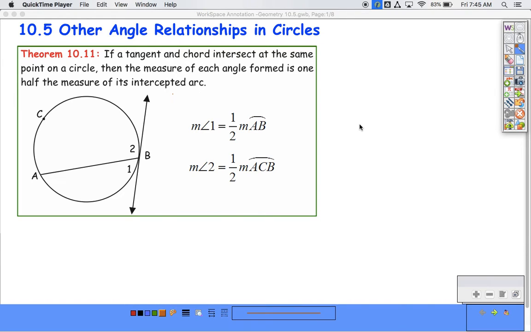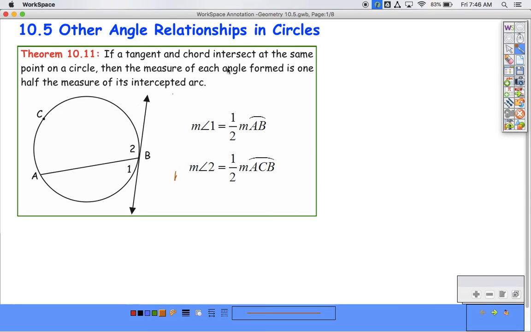All right, today we're going to start 10.5, other angle relationships in circles. We'll start with the first theorem. These are all going to be dealing with chords and secants and tangents that create angles and arcs. So this first one deals with having a tangent here.